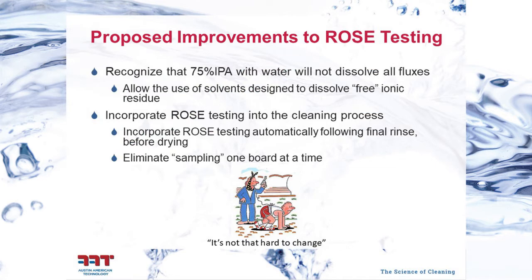So what we're looking at to improve the ROSE test is to recognize that 75% IPA, 25% DI water does not dissolve all fluxes. So we're looking for the IPC to recognize this and, of course, allow the use of different solvents that are designed to dissolve all free ionic residue. Free ionic residue, of course, is going to be anything that can be dissolved. In other words, it's not encapsulated.